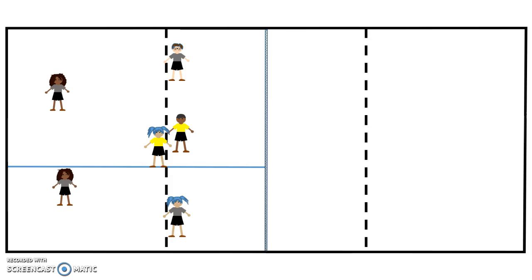Now you need to be careful of your feet. This is why you want to be in the middle of the court, because you want to split the court in half, so your two back row players can each play half the court.